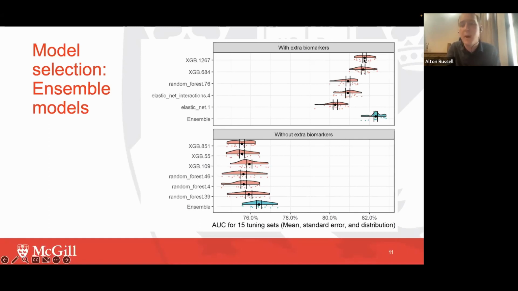And what ended up being the best model for both of these settings was an ensemble model, so a model where you're essentially averaging the base classifiers. This top ensemble consisted of gradient boosted machines, random forest and ElasticNet. And you can see that it did perform better here in blue than the base models in red. And without the extra biomarkers, the ensemble was 3 gradient boosted machines and 3 random forests. And you can see that the ensemble outperforms any of the base models there as well. But the performance is about 5% better in the area under the ROC curve with the extra biomarkers.